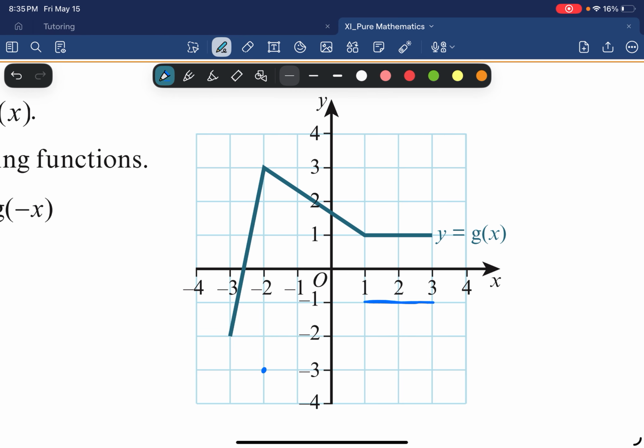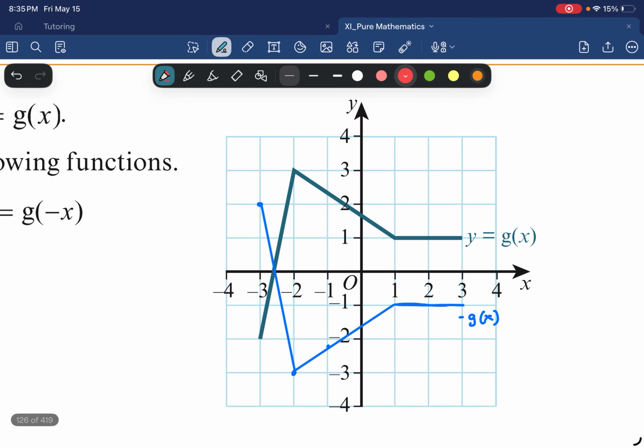And if you have 1, negative 1, you have, say, 2 point something, then at negative 1, you should have negative 2 point something. So your graph, this part looks something like this, if you reflect it, right? All right. And now at negative 3, if you had negative 2, then at negative 3, when you reflect it over the x-axis, you have positive 2. So your graph looks something like this. So this is minus g of x.